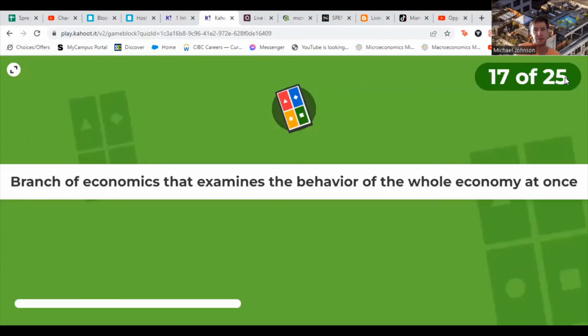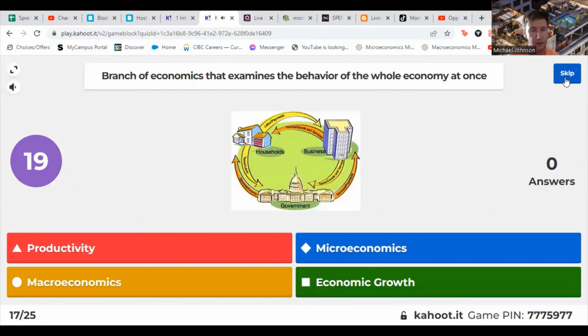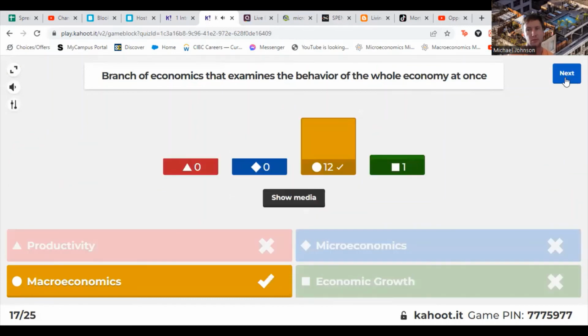Branch of economics that examines the behavior of the whole economy at once. What is that? Productivity is red, microeconomics is blue, macroeconomics is yellow, green is economic growth. Yellow is the macroeconomics right answer.